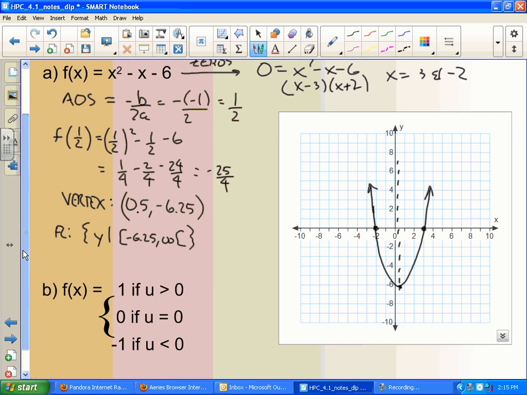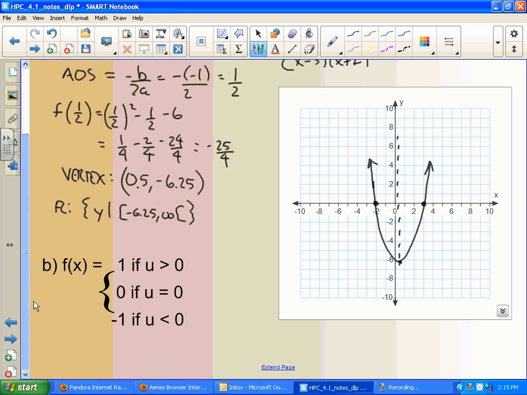And I think everyone was pretty good on that. This next one, though, is a piecewise function. It's just 3 linear equations. And all of this stuff, the u greater than, the u equal, the u less than, that just tells me how much of that graph I actually see.